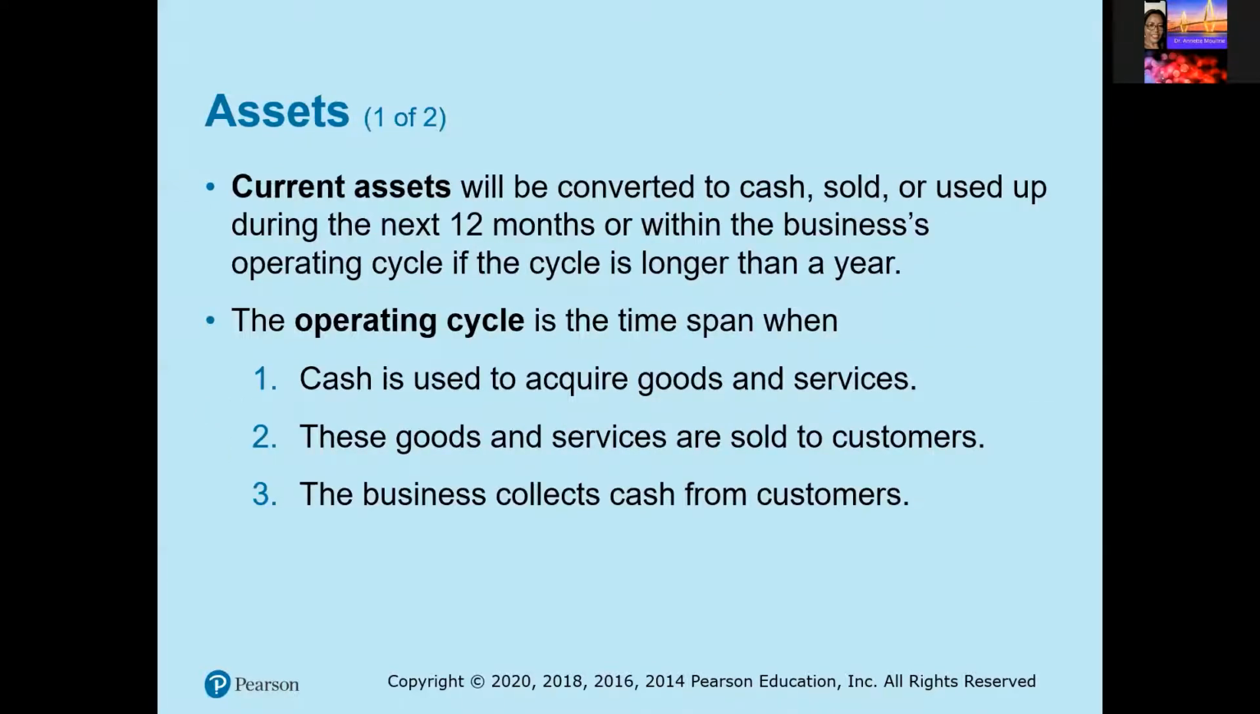A current asset is an asset that is expected to be converted to cash, sold or used up within the next 12 months, or within the business's normal operating cycle if the cycle is longer than a year. The operating cycle is the time span during which cash is paid for goods and services, which are then sold to customers from whom the business collects cash.